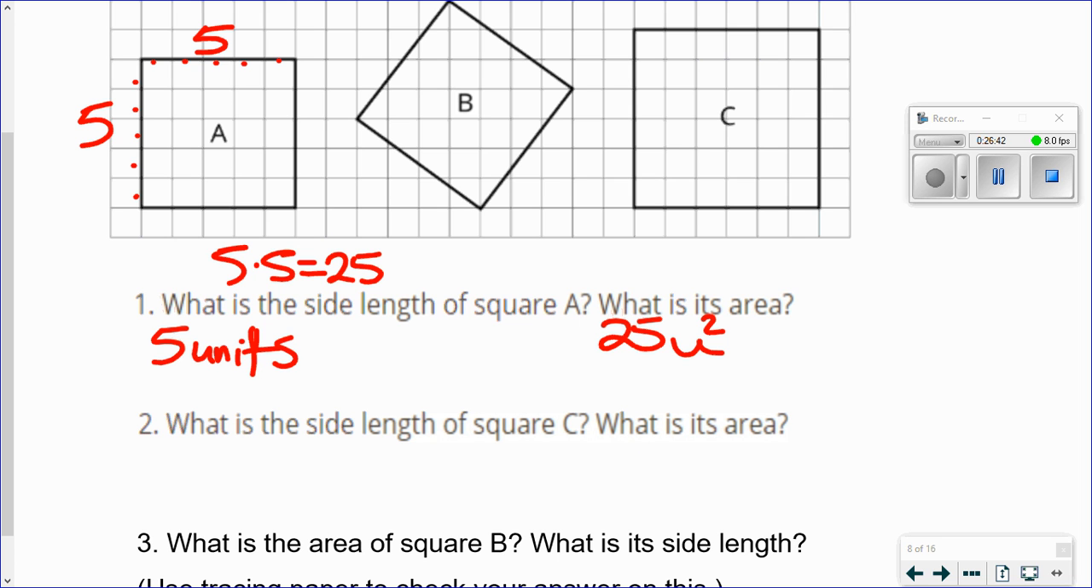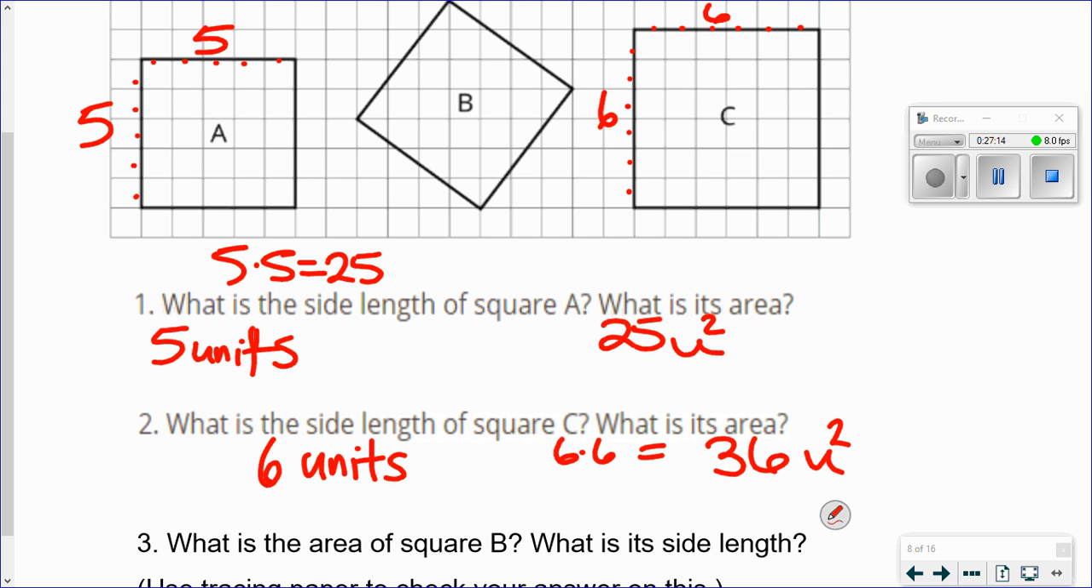All right, so hopefully you got that for question 1. Now question 2 asks, what is the side length of square C and what is its area? Again, square C is a very nice square where we can count out the side lengths. I count 1, 2, 3, 4, 5, 6 by 1, 2, 3, 4, 5, 6. So this is a 6 by 6 square. So each side length is composed of 6 units, and its area would be 6 times 6, which is 36 square units in size. Now, question 3 asks us to calculate the area of B.